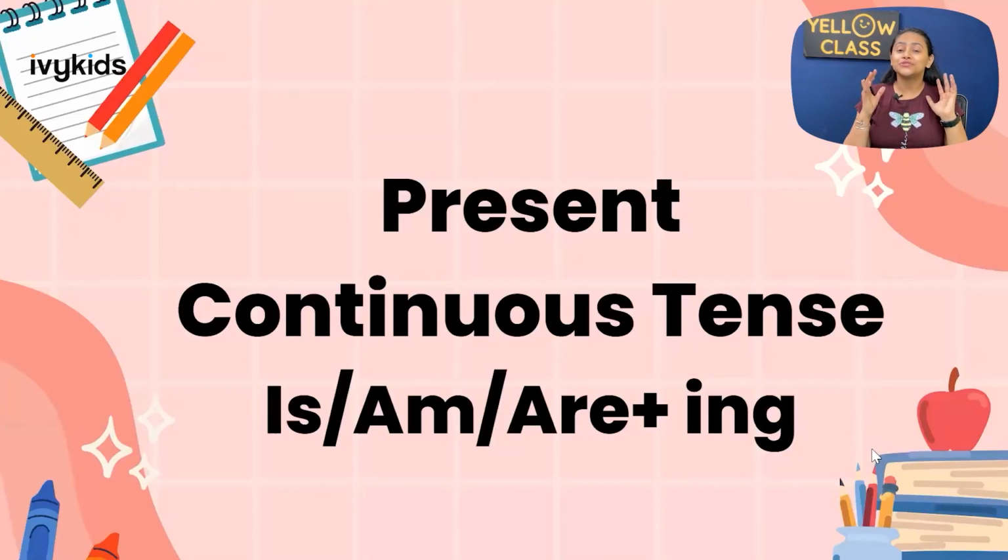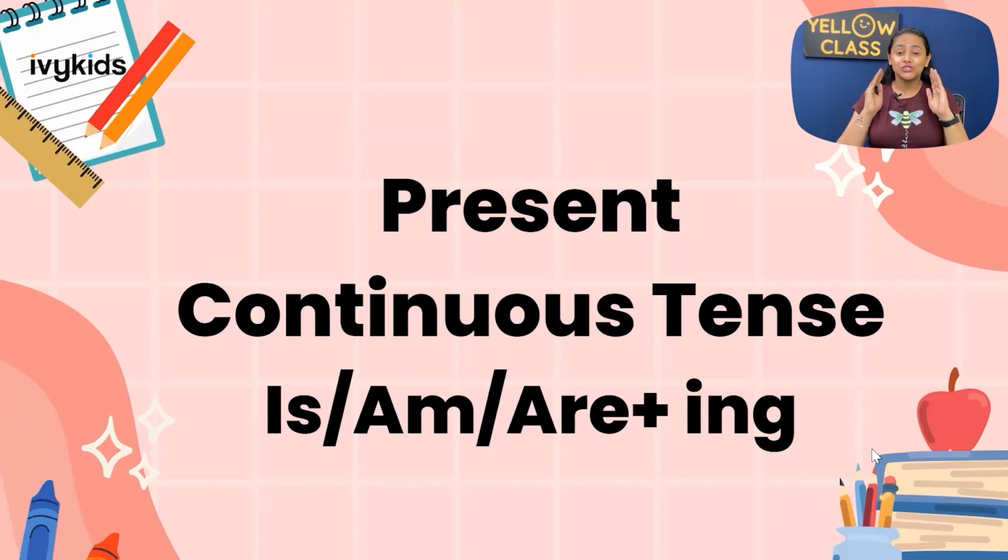We are going to talk about the combination of is, am or are plus ing. I know I had already told you how to use is, am, are, but today in this session we are going to use it in connection with present continuous tense. So let us start the session and understand when we can use is, am, are, right?